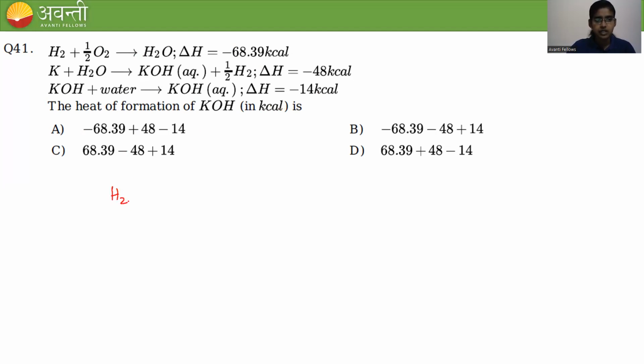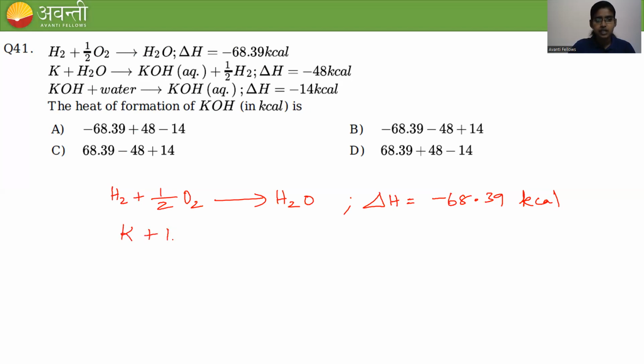Let me write the equation. H2 plus half O2 gives H2O. This remains as such, and the delta H value for this particular reaction is minus 68.39 kilocalorie. In the second reaction also, you can see potassium is reacting with water, H2O, to give aqueous potassium hydroxide, and half of hydrogen gas evolves, and the change in enthalpy for this reaction is minus 48 kilocalorie.